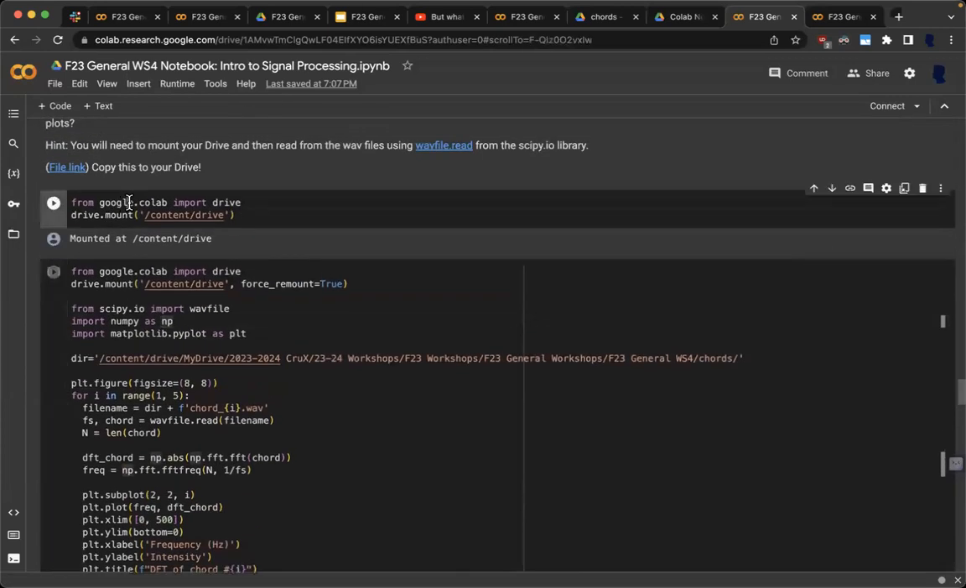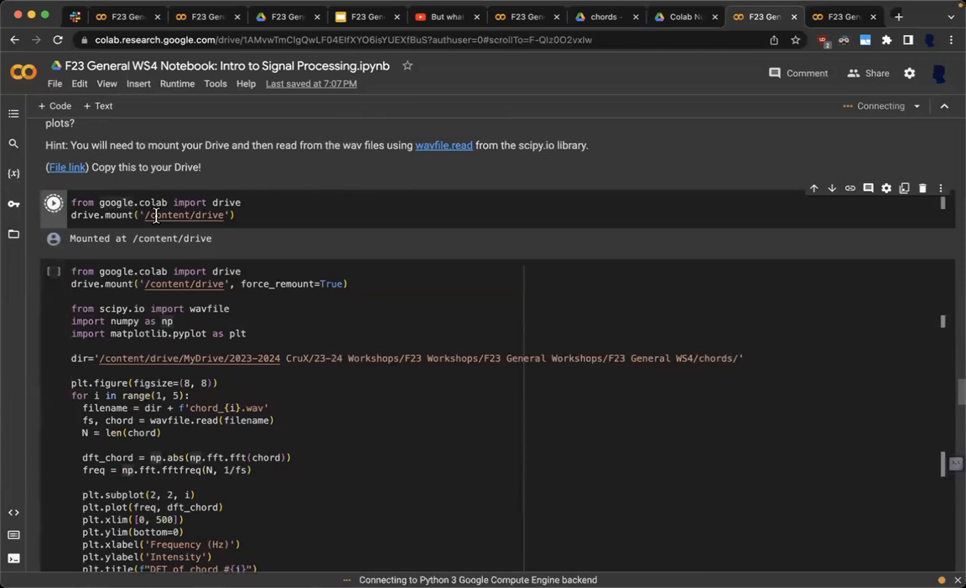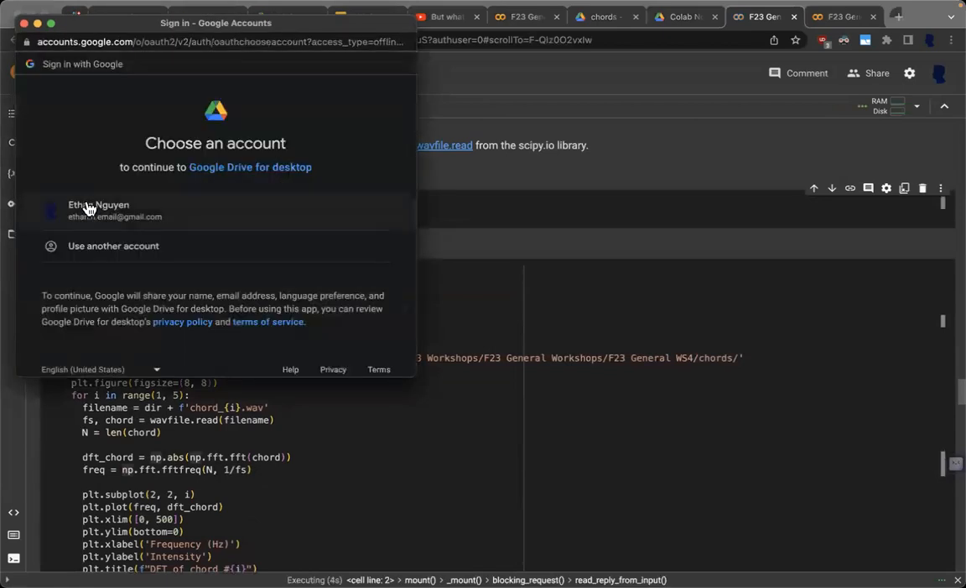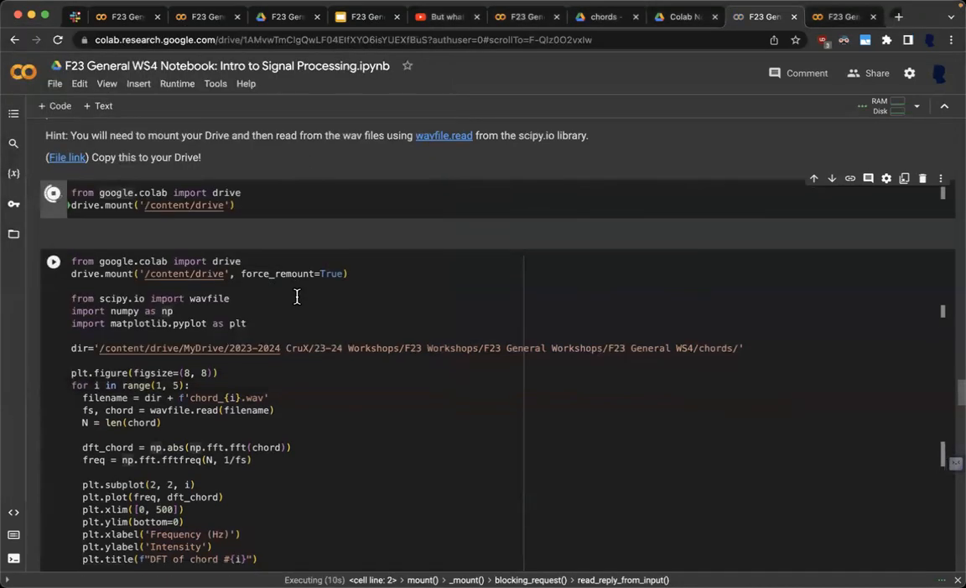For the mounting, okay, first of all, a lot of people are missing the step. You have to actually mount to Google Drive so that Colab can have access to your Google Drive. So you click run anyway, just to get it running. And then you connect to Google Drive. You have to sign in and everything. You have to allow all this stuff, allow it to read your data. I think everyone's got it.